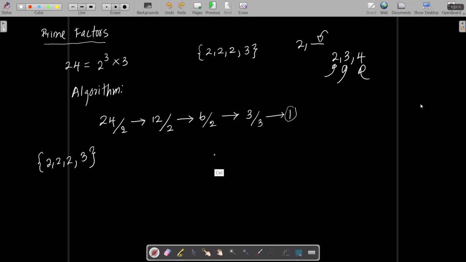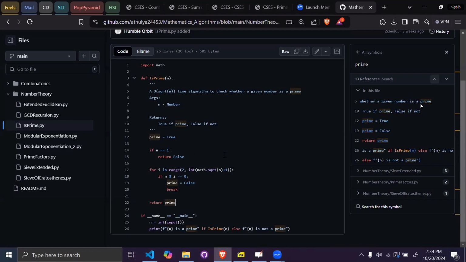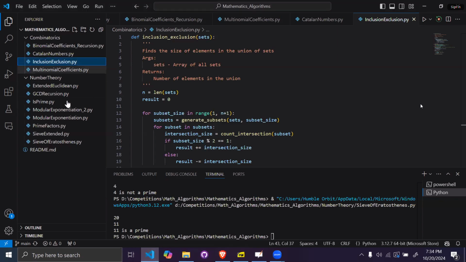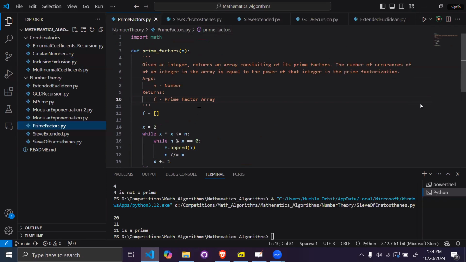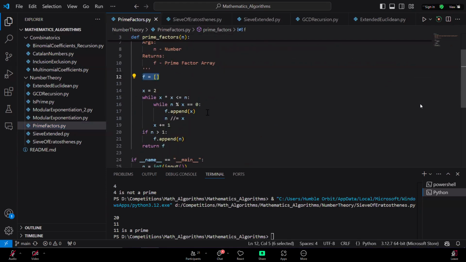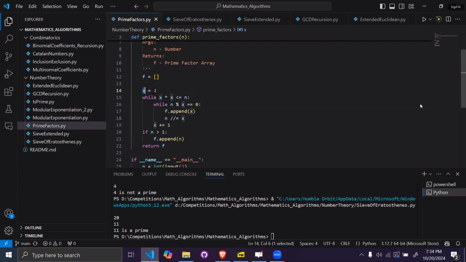Okay. I have this function as well. I will show it with my Discord. Prime factors. What I'm doing is I'm initializing an array called f for factors. Then I start from 2. I'm not starting from 1 because 1 is not a prime. 1 is a special case.